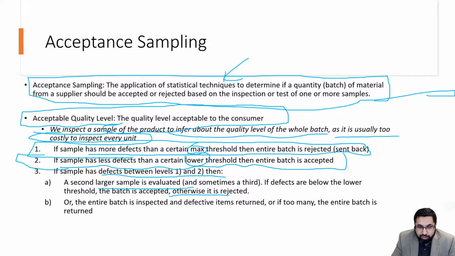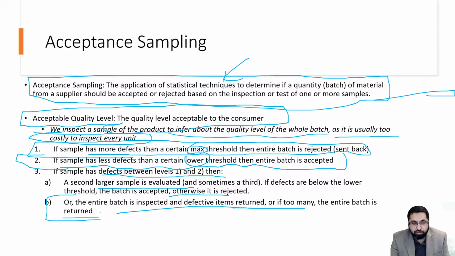Sometimes if you are within the 2 levels between the max and the lower threshold, the entire batch is inspected and defective items returned. Or the entire batch is returned. So you don't take a second sample. Sometimes you just go with the information you got, and then you either inspect the whole batch and use what you can, or you reject the whole batch.